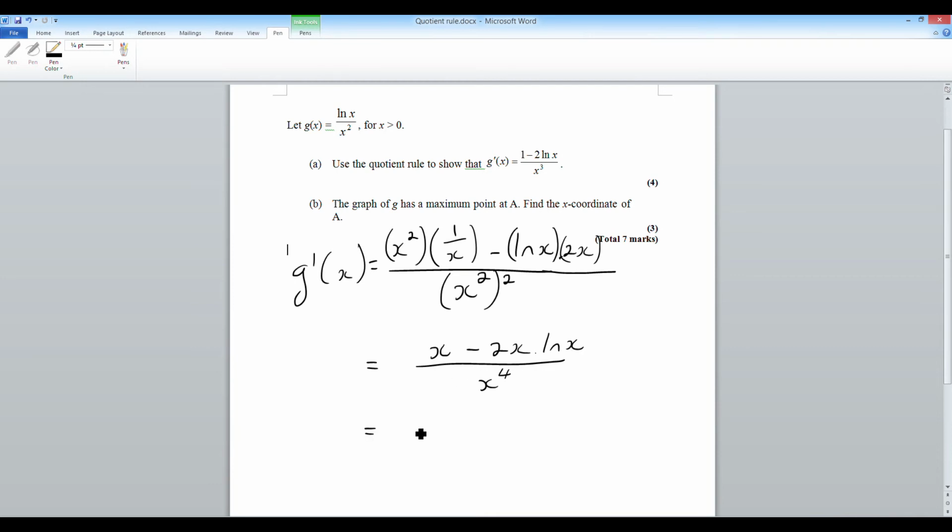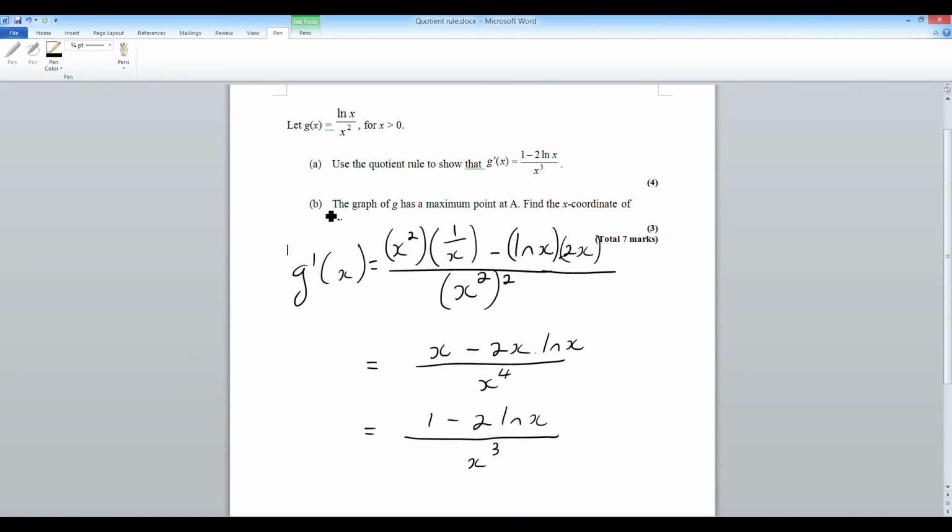But let's try to simplify it a little bit more. So I can factor out an x here. If I factor out an x, then I am left with 1 minus 2 natural log of x, over x cubed. Now this is in its simplest form, which is good because later if we want to substitute in some values, it will be easier.